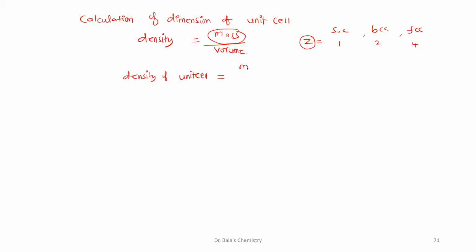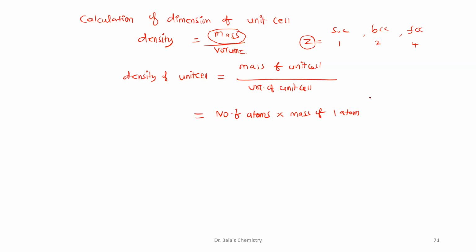So we are in need of the mass of unit cell divided by the volume of unit cell. Mass of unit cell, how can we calculate? Number of atoms into mass of one atom. So number of atoms into mass of one atom will give the mass of the unit cell. Is that clear or not?